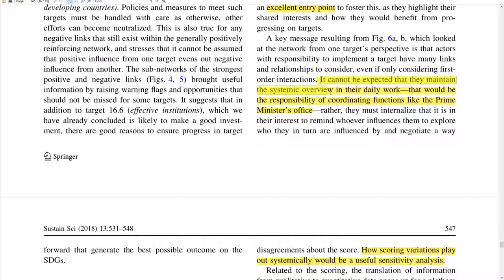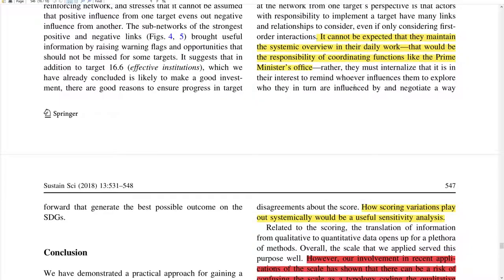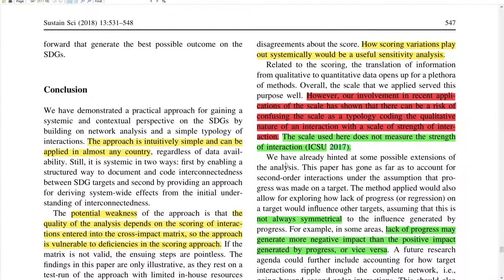As for having a systemic overview of the entire network, this is not something to be expected from ministries in their daily work. That would be the responsibility of coordinating functions like the Prime Minister's office. The ministry should only work on internal matters.